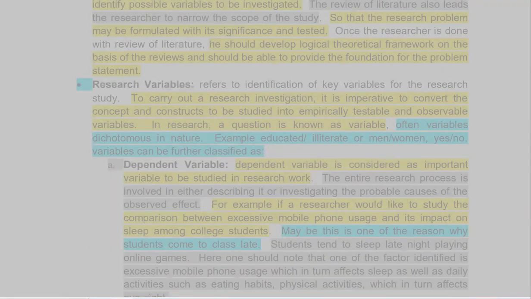identify possible variables to be investigated. The review of literature also leads the researcher to narrow the scope of the study, so that the research problem may be formulated with its significance and tested. Once the researcher is done with the review of literature, he should develop a logical theoretical framework on the basis of the reviews and should be able to provide the foundation for the problem statement.